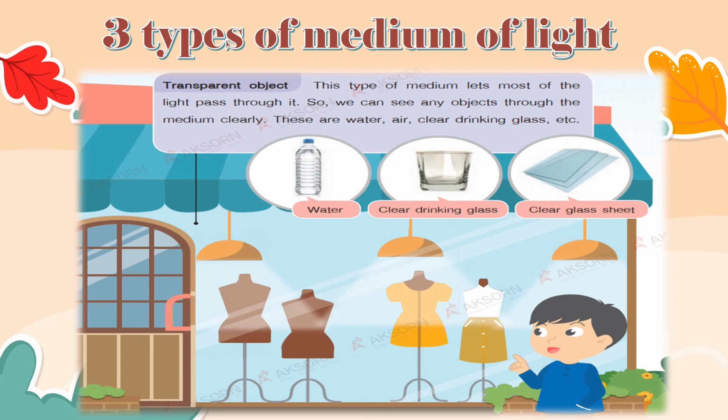Okay, as you can see, water or the clear drinking glass or clear glass sheet, that is an example of transparent. If you say transparent, the light passes through to the other side. You can see the light from the sun. Okay, do you understand? Yes. So that is the transparent object. The examples of this are water, air, clear drinking glass, or clear glass sheet. Okay, next.